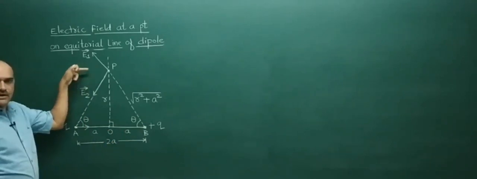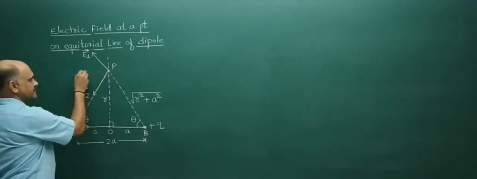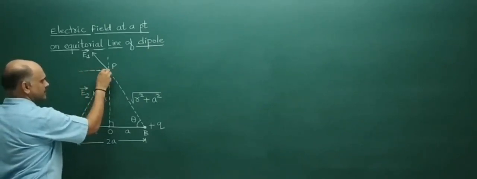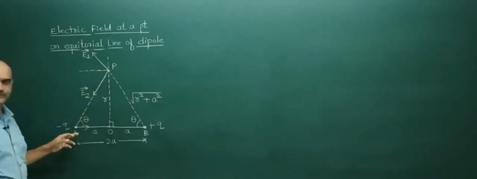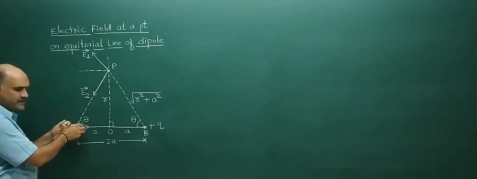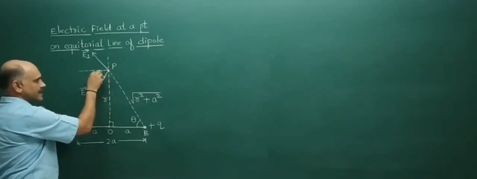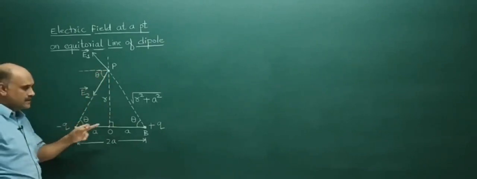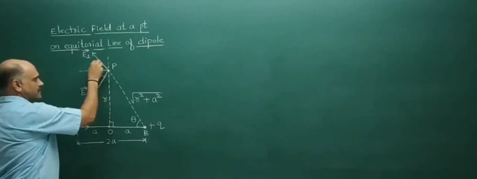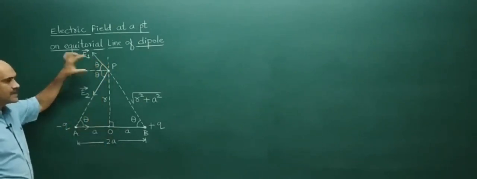Now I will draw a line parallel to AB passing through P. So these two lines are parallel. Therefore, if this angle is theta, this angle will also be equal to theta by alternate angles. This is theta, so this also will be theta by corresponding angles. This means these two angles are the same.